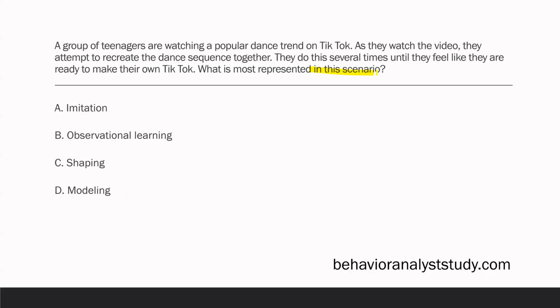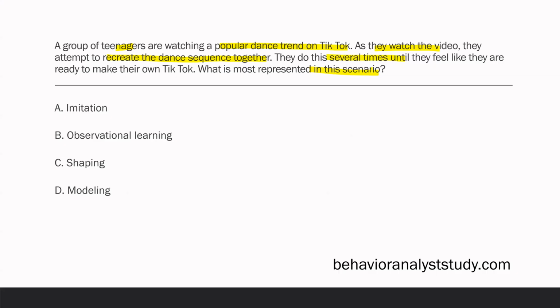All right, so think about this scenario. We have teenagers watching popular dances on TikToks, and as they're watching it, they're recreating the dance sequence together. Immediately, we're thinking imitation or observational learning. And what is the main difference? With imitation, it's immediate. The behavior is immediately copied. With observational learning, there's typically time in between whatever was observed and the behavior later. These teenagers are watching the video, and as they're watching the video, they're recreating the dance sequence together. It's very immediate. They're imitating several times until they're ready to make their own.